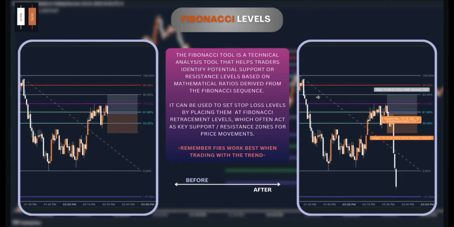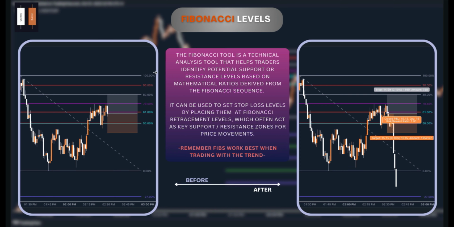Okay, so we got Fibonacci levels. The Fibonacci tool is a technical analysis tool that helps traders identify potential support or resistance levels based on mathematical ratios derived from the Fibonacci sequence. It can be used to set stop loss levels by placing them at Fibonacci retracement levels, which often act as key support and resistance zones for price movements. Remember, fibs work best when trading with the trend. Well, anything works best when trading with the trend.